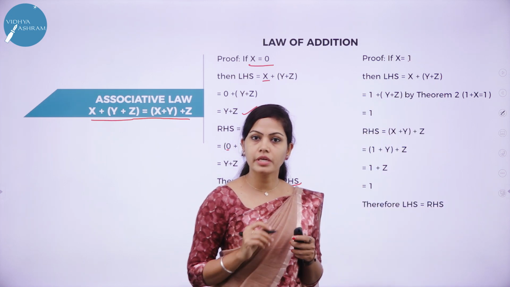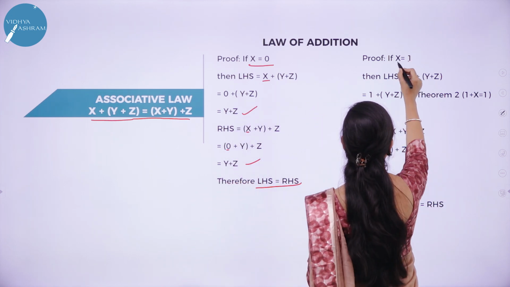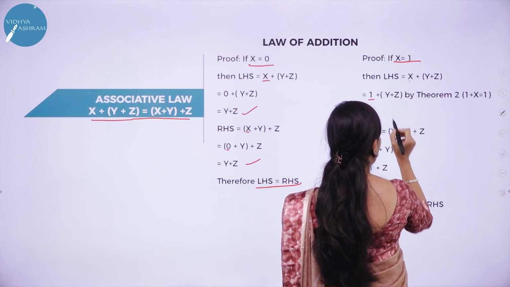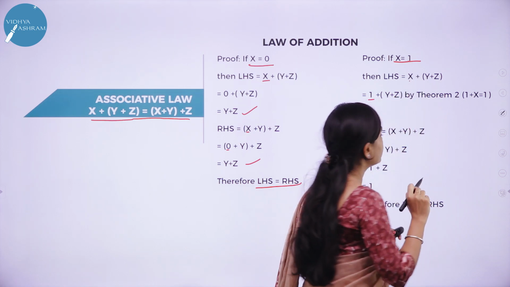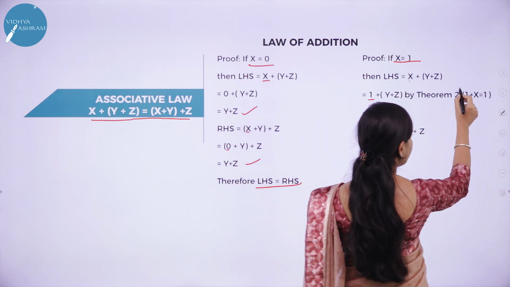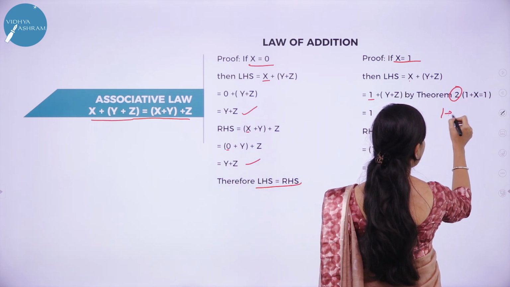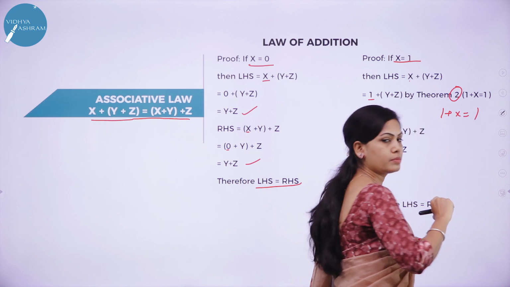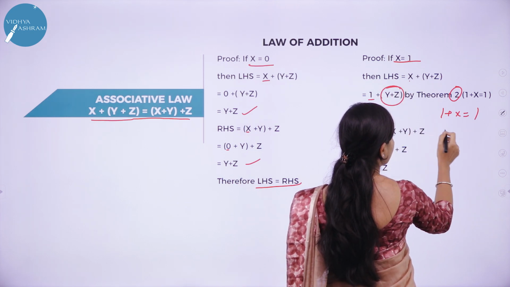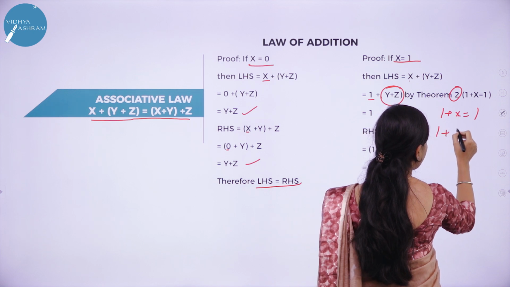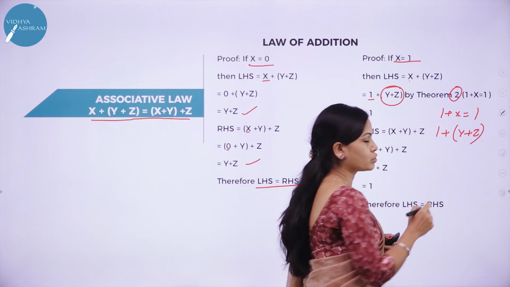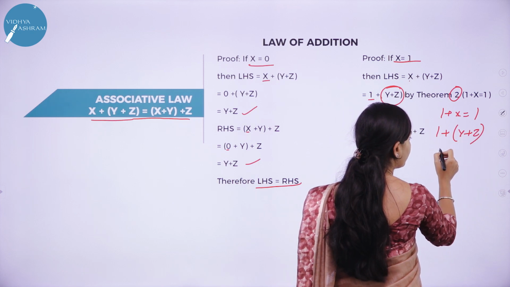And if x is equal to 1, substitute the value of x here, x is equal to 1, in place of x you can put 1. 1 plus y plus z is equal to 1. How it is 1? By theorem 2, I can write 1 plus x is equal to 1, but here we have y plus z. So, I will assume in place of x I can write it is 1 plus z. So, 1 plus y plus z is equal to 1.